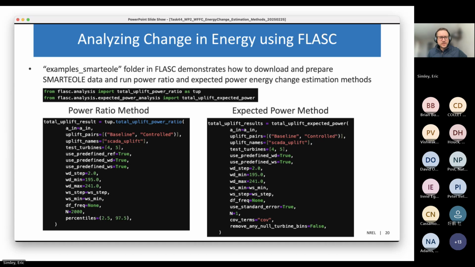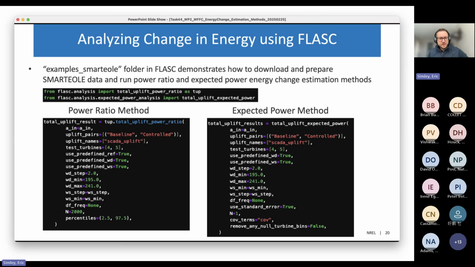I think I will skip over this, but there are a lot of options you can provide when computing the total uplift using the power ratio or total uplift using expected power. I'll just highlight, for test turbines, we're indicating which turbines we want to include to compute the total change in energy for, and that's indices 4 and 5, our downstream, and then our upstream wake steering turbine.